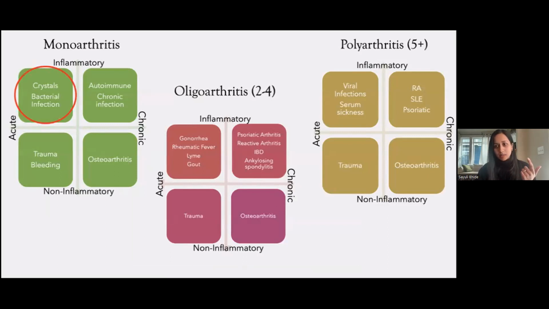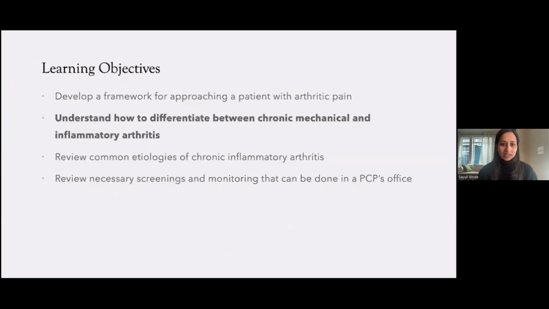And then your next step is a little more obvious: if those are your 2 differentials, arthrocentesis is really what's going to help you differentiate. I just want to point out that osteoarthritis is the main differential you should be thinking of in someone who's coming to you with chronic mechanical arthritic pain, whether it's one joint or many joints. And then this is really what we're going to focus on today, the chronic inflammatory arthritides.